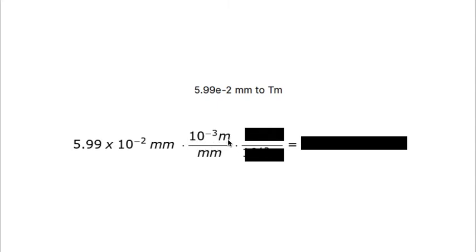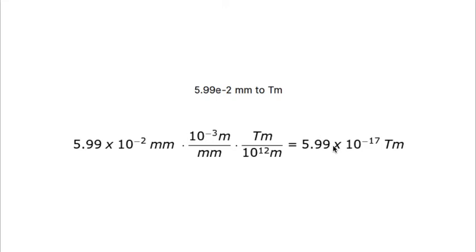And then the next step, I'm going to place the unit that I want to convert out of in the denominator here, and the unit that I want to convert to here. So I want to convert to terameters. Notice meter over meter is the same. What does tera equal? Tera equals 10 to the 12th. So 10 to the negative second times 10 to the negative third is 10 to the negative fifth. And 10 to the negative fifth divided by 10 to the 12th is 10 to the negative 17th. So we've got 5.99 times 10 to the negative 17th terameters.